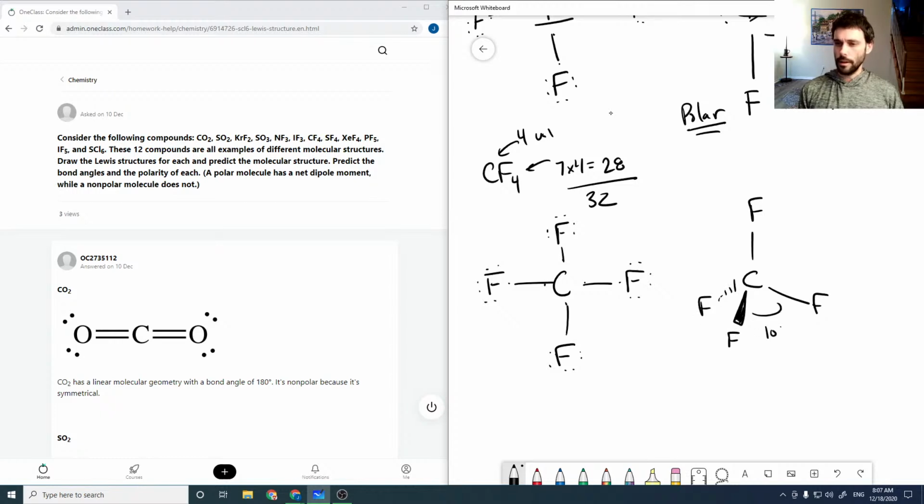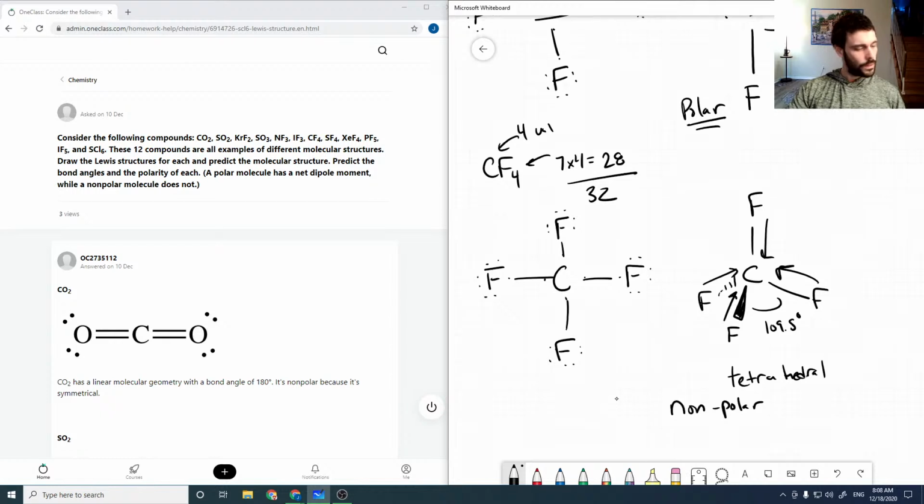Okay, so these are all 109.5 degrees, tetrahedral. And although there are bond dipoles along each of these, because of the symmetry, they will cancel. So this guy is non-polar.